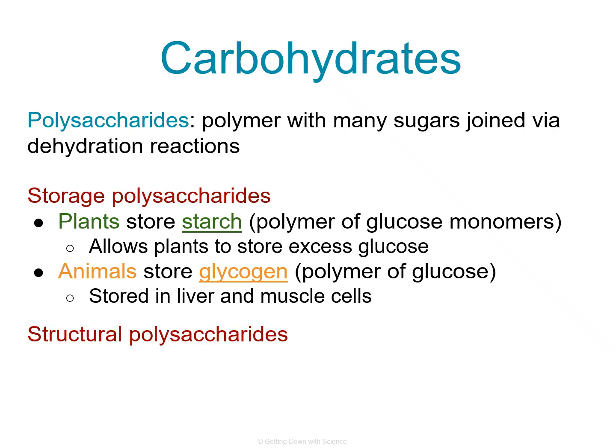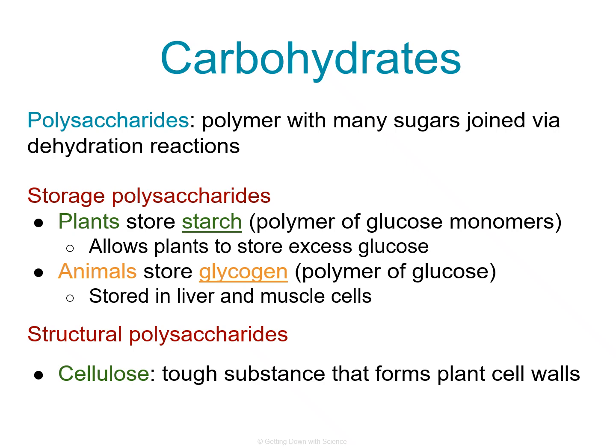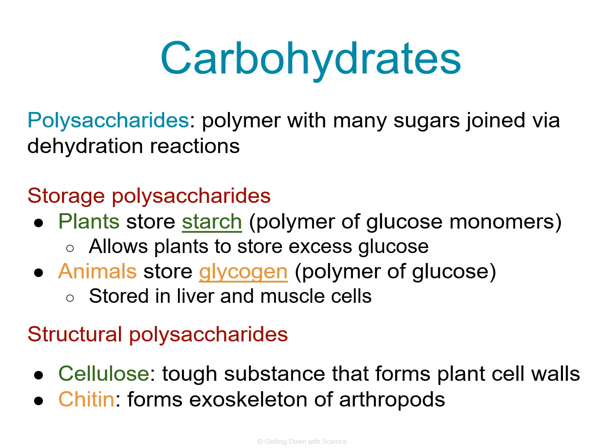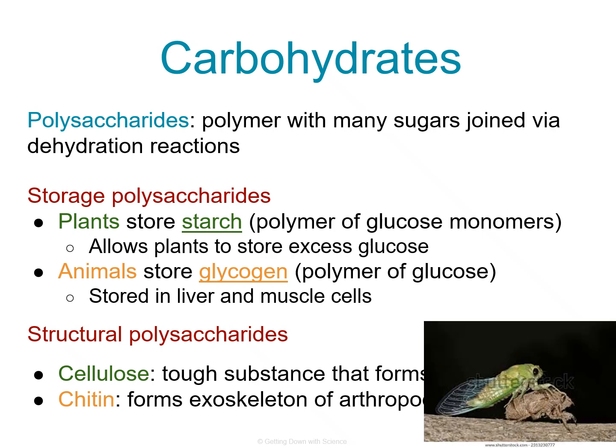So structural polysaccharides, right? These are things that we aren't using for storage or food, but they are structural. We can see cellulose, which is a tough substance that forms plant cell walls. And then we can also see chitin, which forms the exoskeleton of arthropods. So if you ever step on a cockroach and you hear that crunch, that is the exoskeleton of an arthropod or insect. Right, so that right there is the chitinous shell.